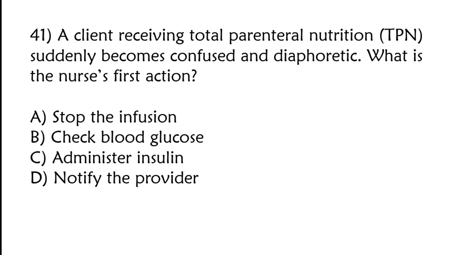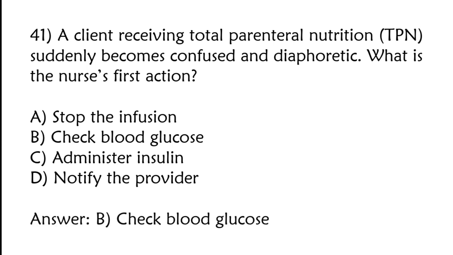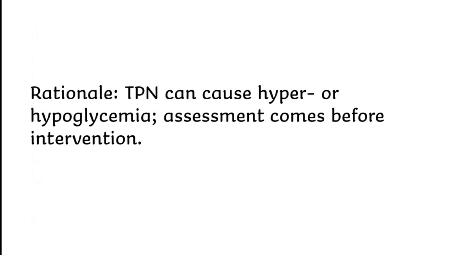A client receiving total parenteral nutrition, TPN, suddenly becomes confused and diaphoretic. What is the nurse's first action? Correct answer is B. Check blood glucose. Rationale: TPN can cause hyper or hypoglycemia. Assessment comes before intervention.